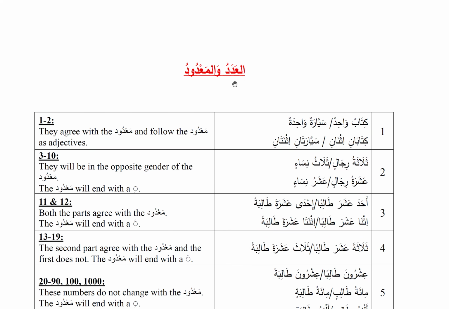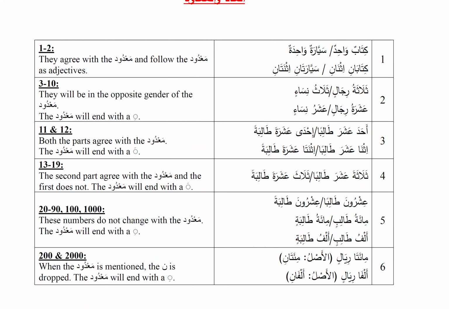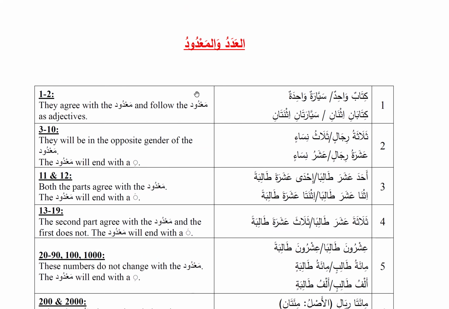Al-adadu wal-ma'dudu. Al-adad means the number, and al-ma'dud is the thing that you're counting. So in Arabic, we have different rules for different numbers. So we're going to look at them. First, we have 1 and 2.